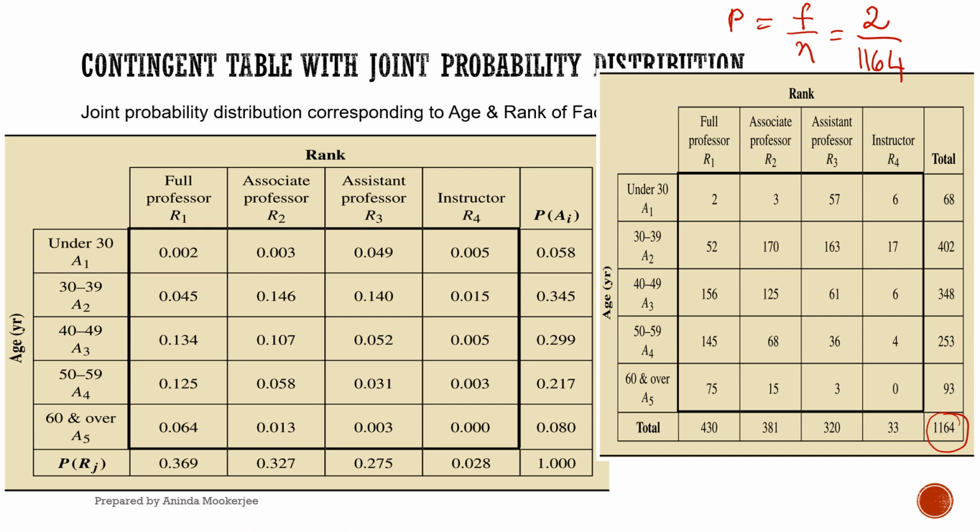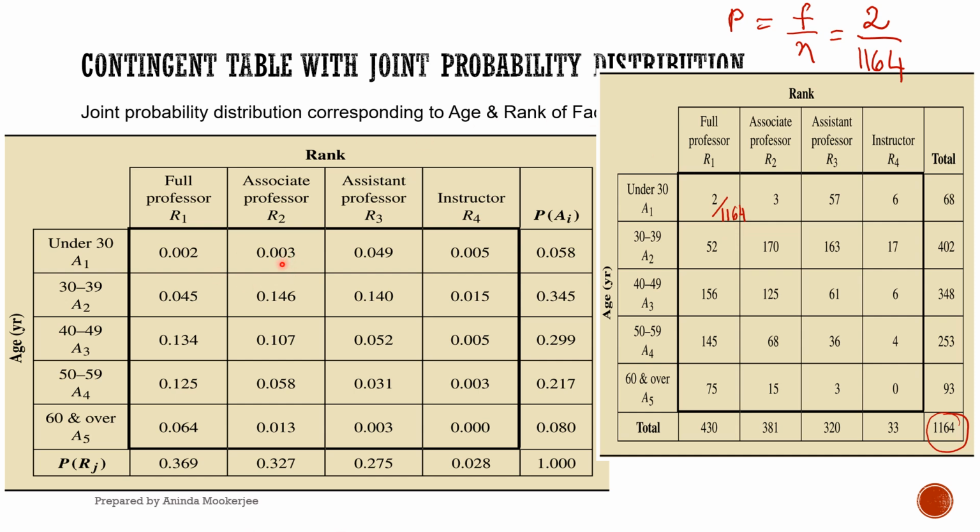So 2 divided by 1164 is going to give us 0.002, and that is what you see as the probability. So the probability of finding somebody who's under the age of 30 and a full professor is 0.002. How did we get that? 2 divided by 1164.